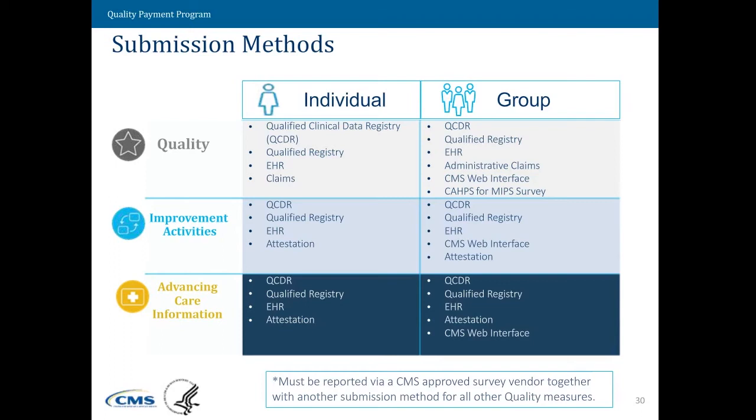You'll note across the 3 categories, there's 3 that are consistent across both individual and group reporting. That includes qualified clinical data registries, qualified registries, and electronic health records. We also have other options available. So let's move on to slide 31.